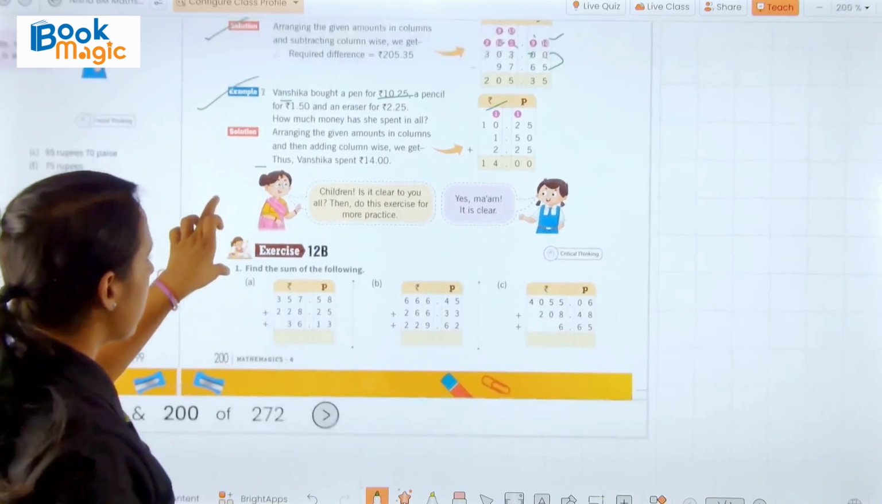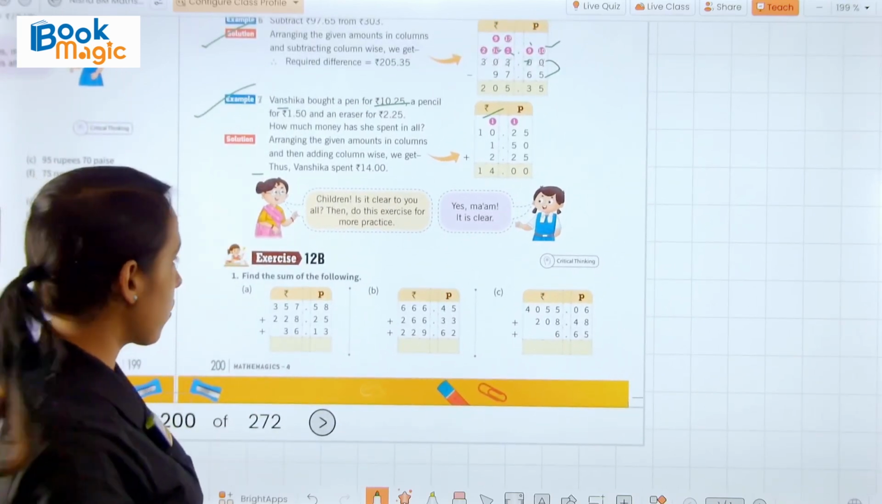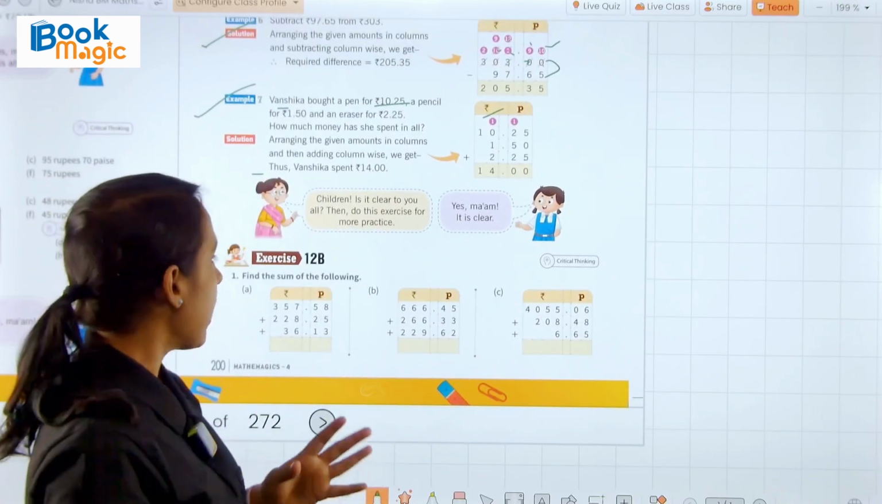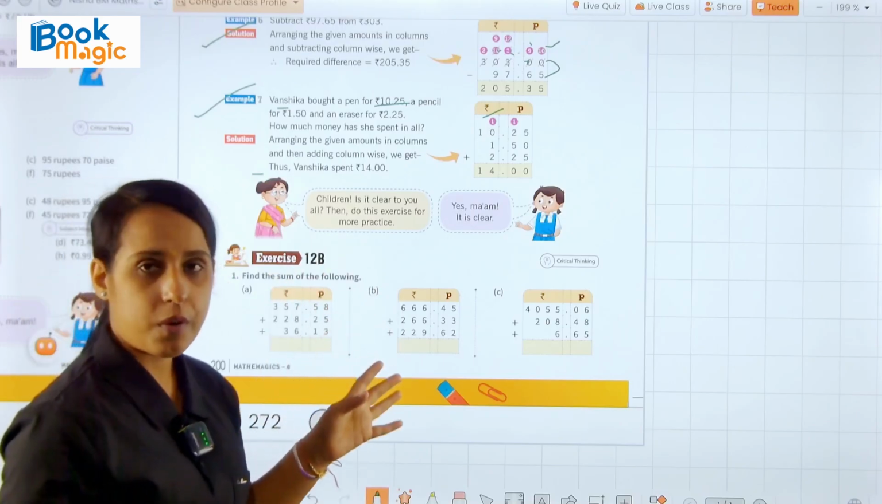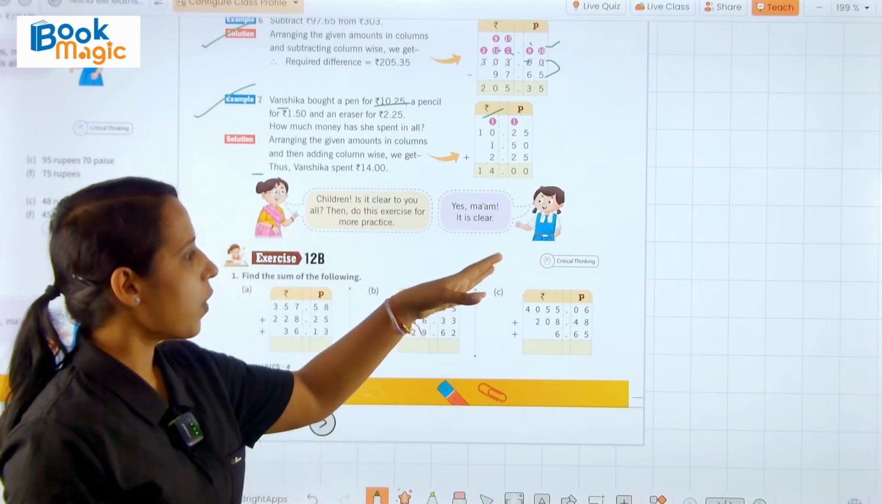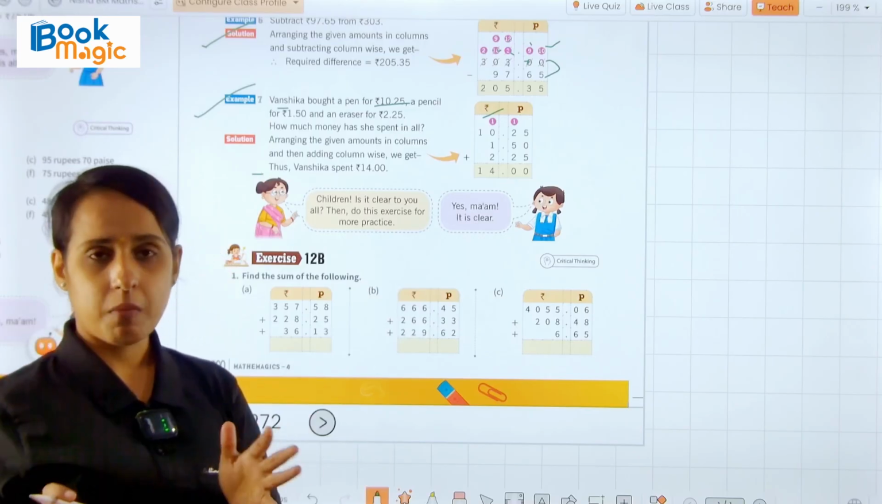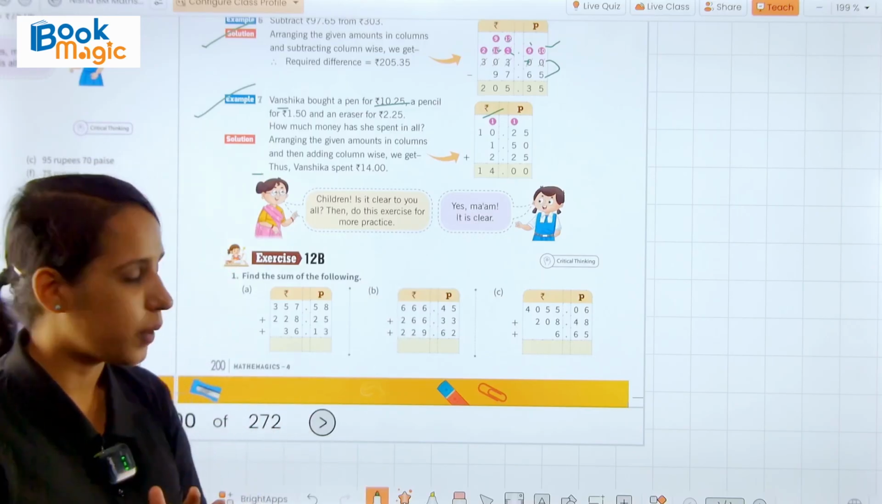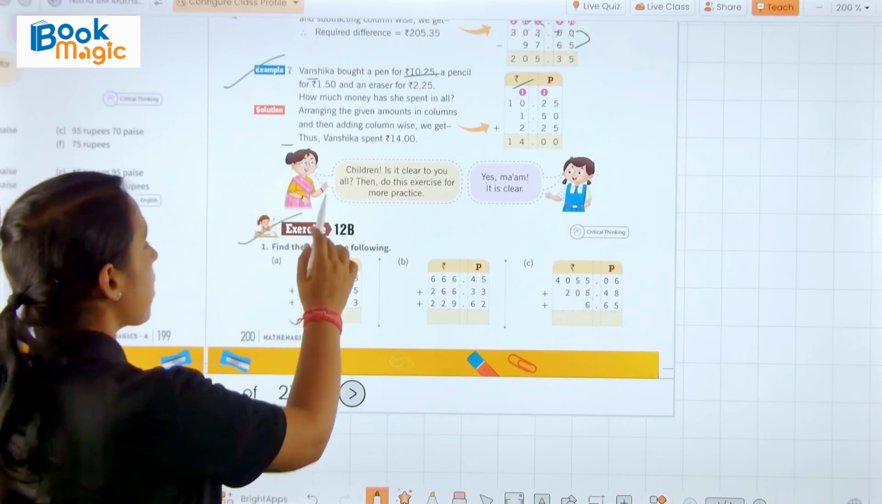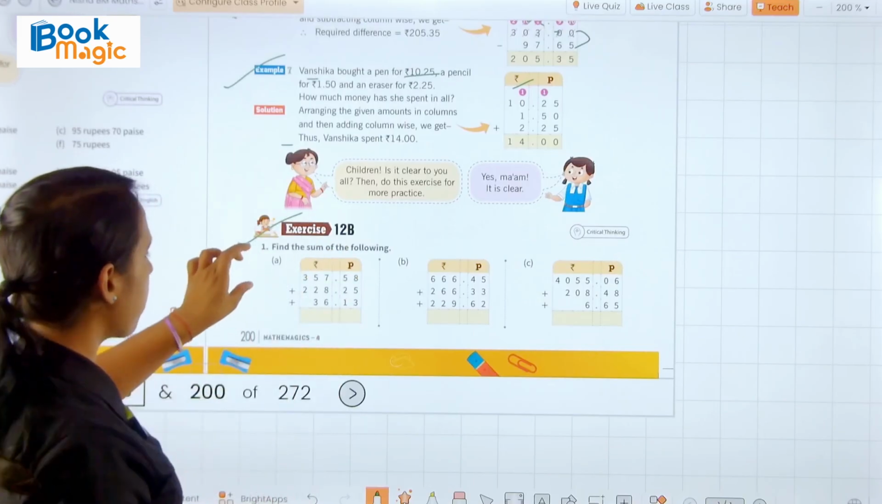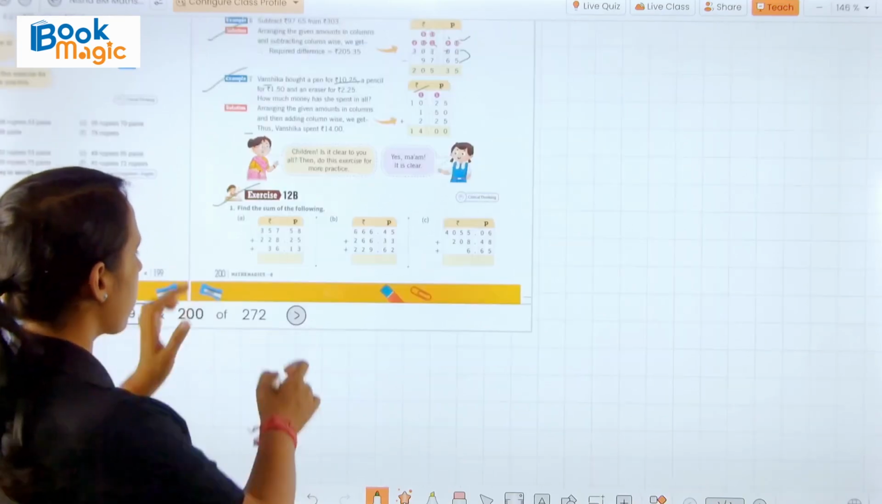Okay. Now teacher asked the student, children, is it clear to you all? Then do this exercise for more practice. Here Chetna replied, yes ma'am, it is all clear. Okay, so on the basis of our learning, here we have exercise 12b. In this we have to find the sum of the following in question number 1.